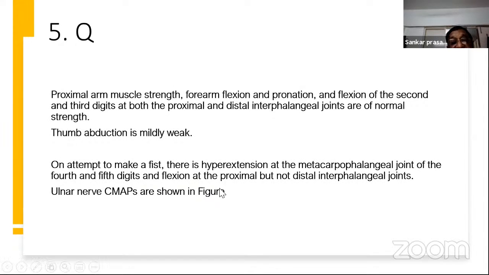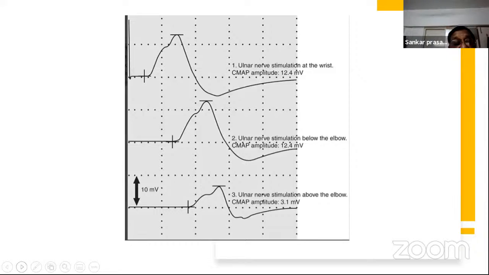On attempt to make a fist, there is hyperextension at the MCP joint of the fourth and fifth digits and flexion at the proximal but not distal interphalangeal joints. Ulnar nerve CMAPs are shown here. We'll show you this. And where is the problem?